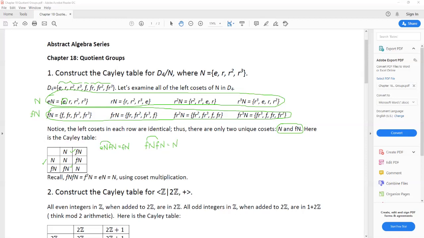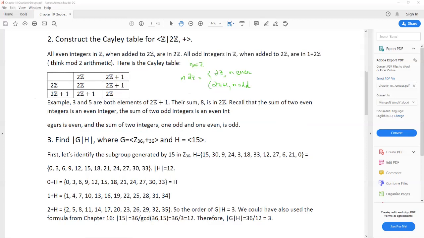Problem number 2. Construct the Cayley table for the group Z as it is, let's say, partitioned by the subgroup 2Z. And of course, we're going to be under addition. Notice that if you take any even integer in Z, and if you add that to 2Z, which is the set of all even integers, the result is going to be another even integer, which means that result would also be in 2Z.